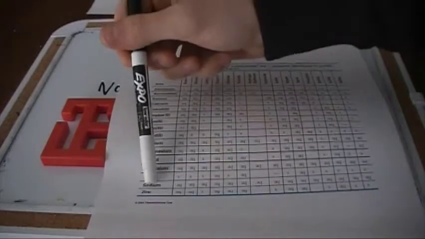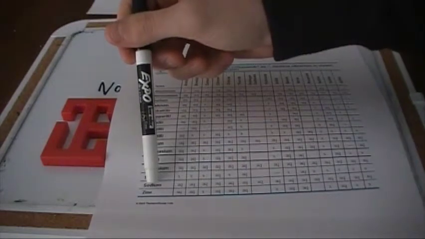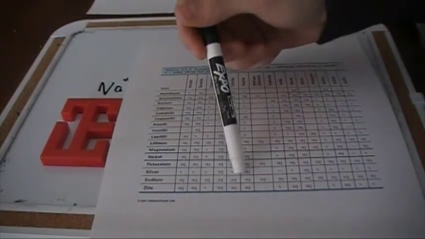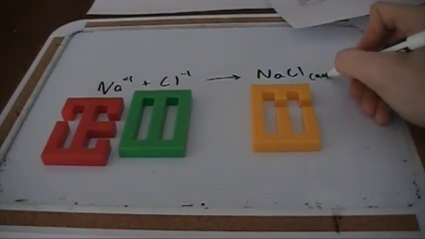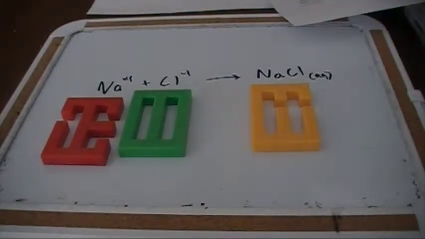Look at sodium. Sodium is right here. And then look at chlorine, and follow that down. It says it's aqueous, and aqueous basically means that it's soluble in water. So we're going to write parentheses AQ next to the compound.